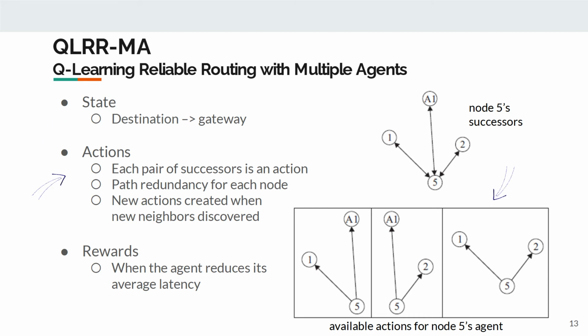Each action available to an agent represents a pair of nodes available as successors. New actions will be created when new neighbors are available to that node. In these pictures, we can see the available successors for node 5 and the possible actions that can be selected during the graph construction. Positive rewards are given to the agent when the last action reduces its average latency. Average latency of a node is a measure of the time needed for data to be transmitted from the node to the gateway, and is also an average value of several latency measurements over a period of time, as stated in the paper.